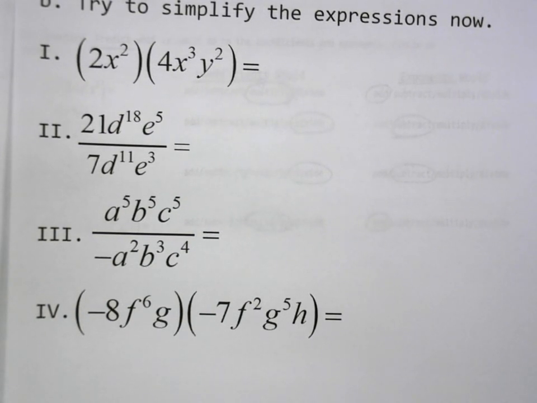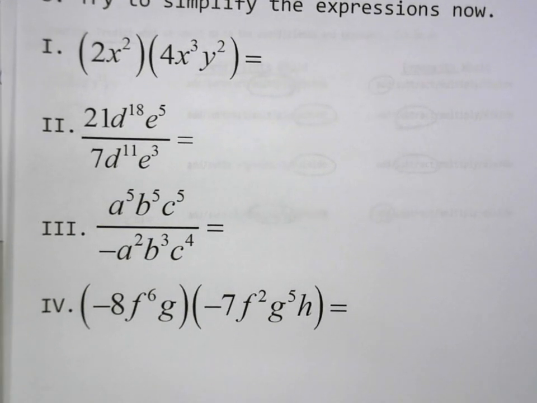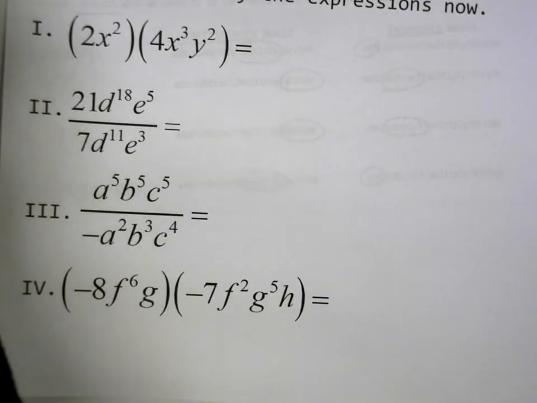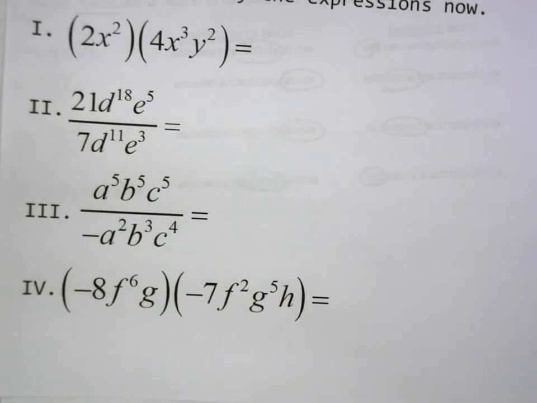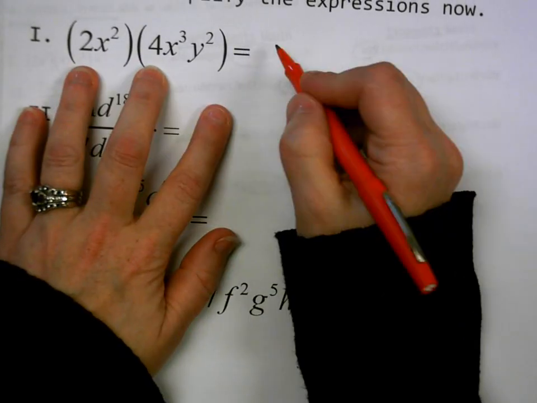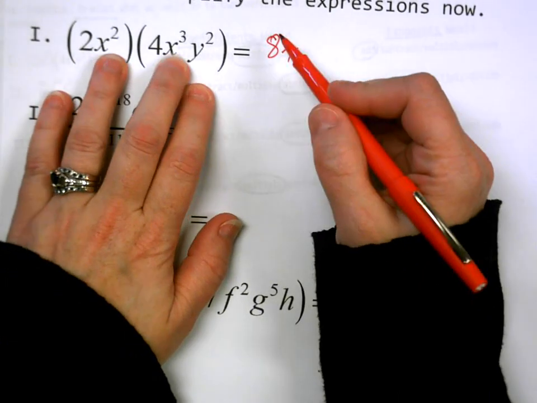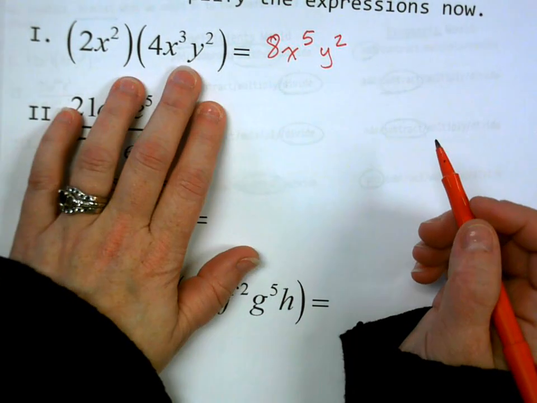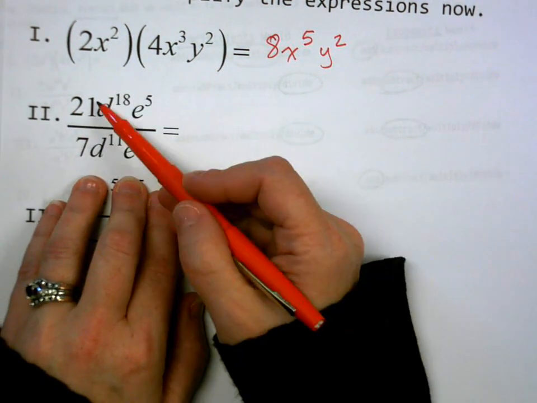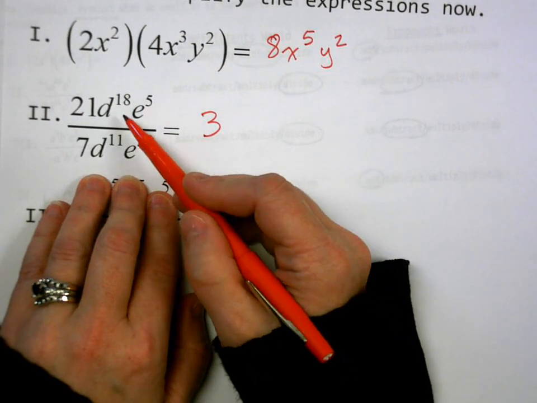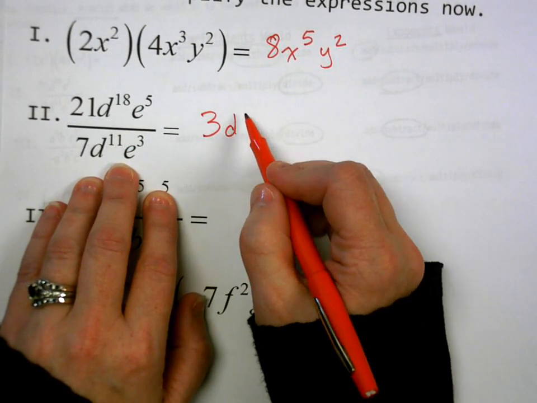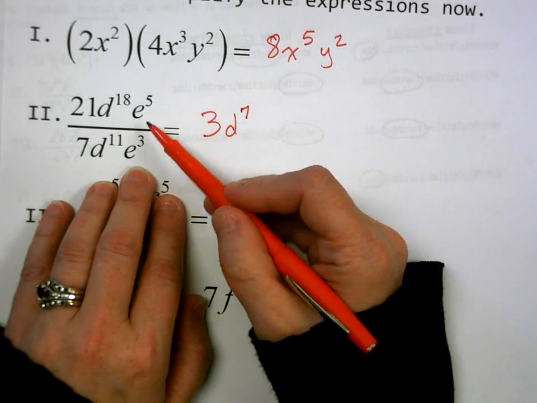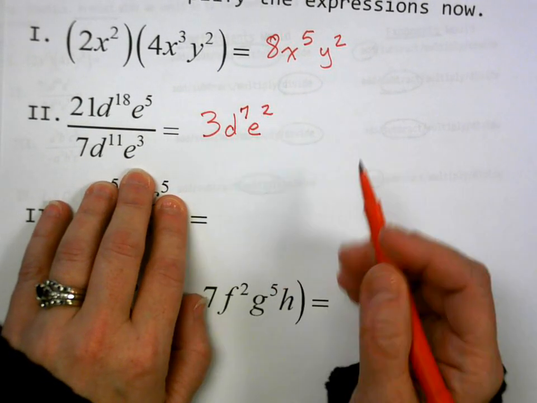For those of you that are new students, my online students should have paused for a moment and worked these problems out. We've got 2 times 4, which is 8. My x's, you're going to add 2 plus 3, which is 5. And my y is squared. There's no other y's to combine with that. Okay, then here, 21 divided by 7 is 3. 18 minus 11 gives me 7. And 5 minus 3 on my E gives me 2.